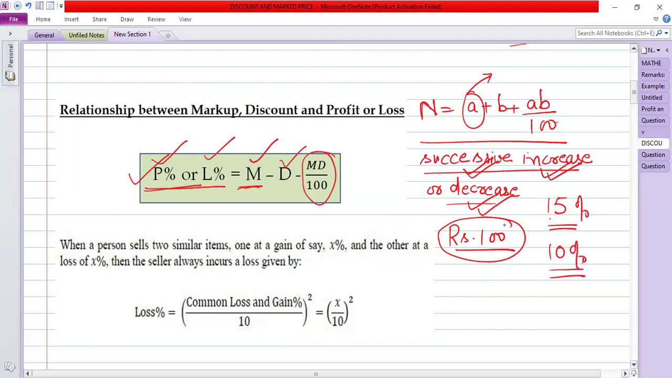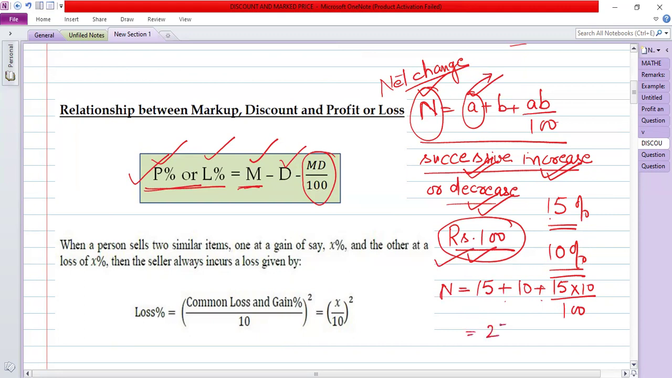So what will be the net increase? N stands for net increase, or net change. So here it will be the net change in the price. That will be nothing but 15 plus 15, because A is 15, B is 10, and then 15 into 10 divided by 100. So this will be the net percentage increase in the price.